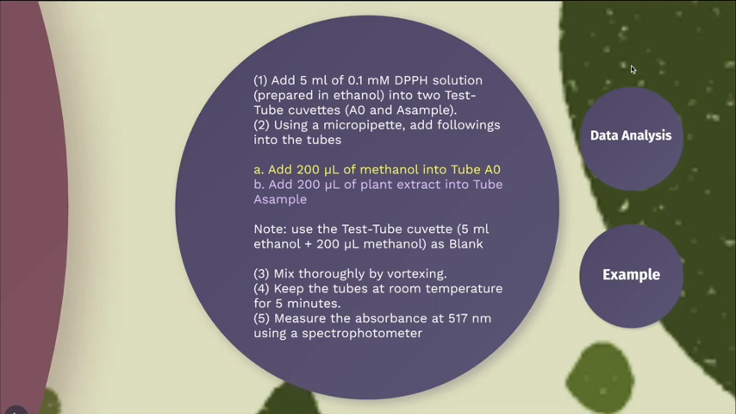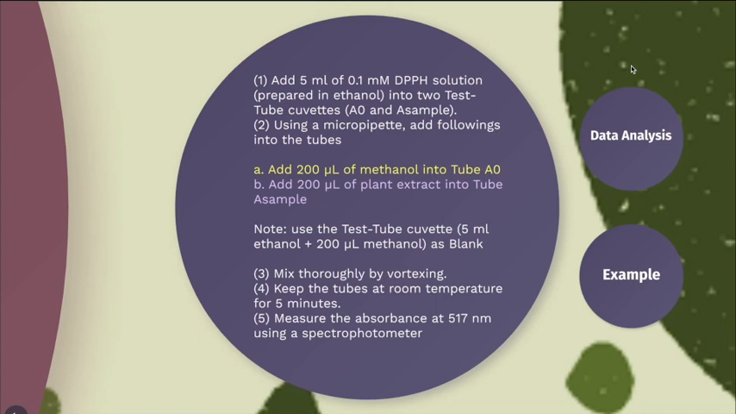To perform this assay, we prepared two types of tubes. First were our control tubes that contain DPPH and methanol. Methanol, if you remember, was a solvent in both our extracts and the DPPH solutions. The second type of tube, the experimental tubes, contained DPPH and our plant extracts.